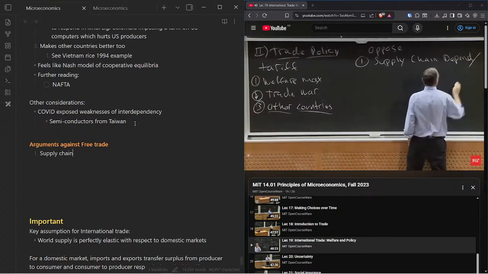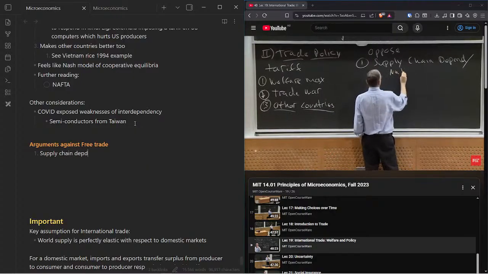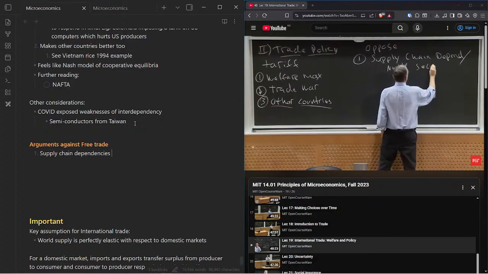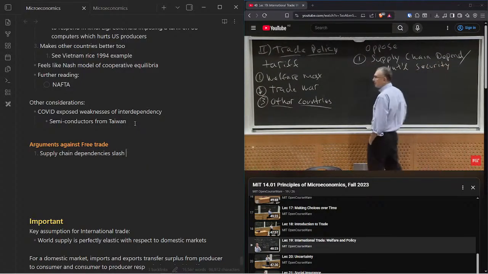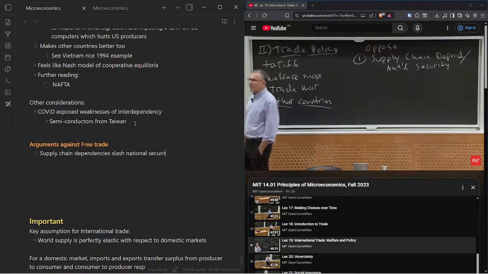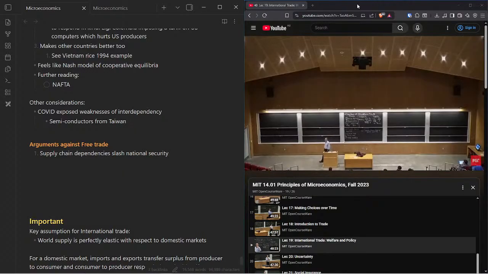Supply chain dependencies and national security. So the argument is, look, if 75% of semiconductors are produced within 100 miles of China, and we feel that we might go to war with China, we're pretty screwed if we don't have a domestic semiconductor industry.